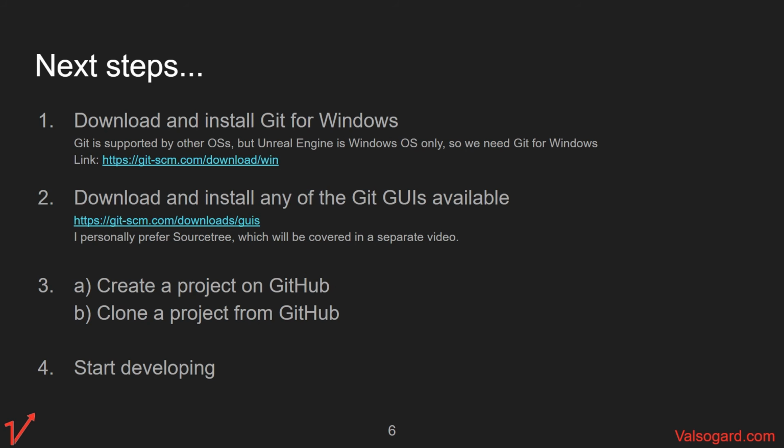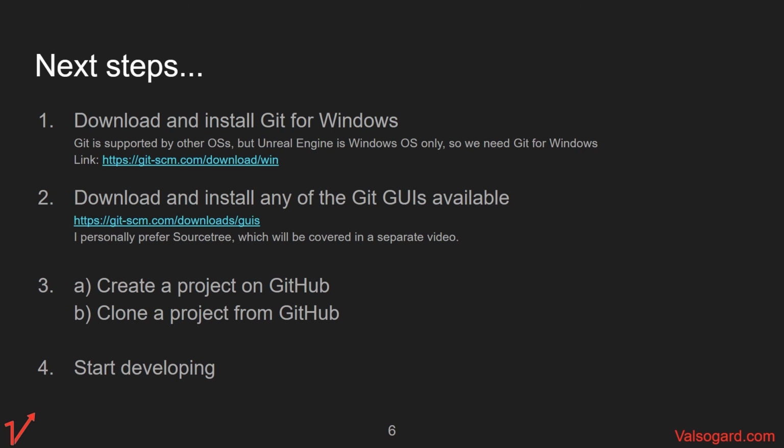So the next steps would be to download and install Git for Windows. This is covered in the next video of this video series. Git is supported by other OSs, but Unreal Engine is Windows OS only, so we need Git for Windows. And you can go to the link that you can see on the screen.